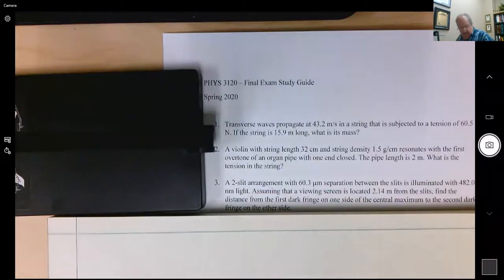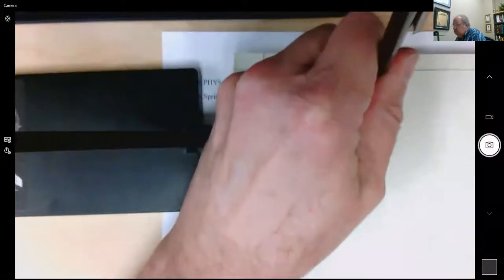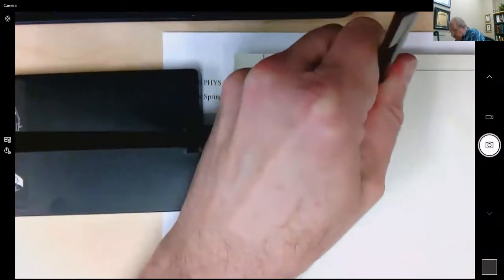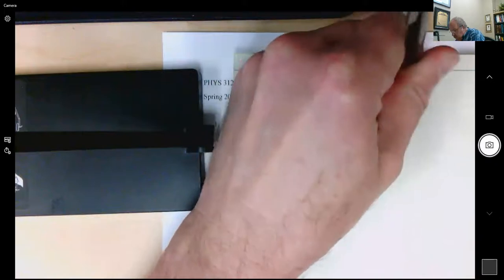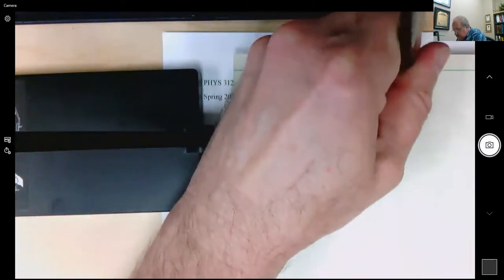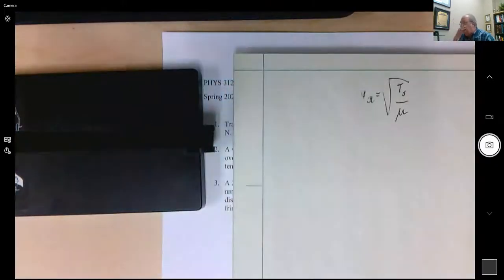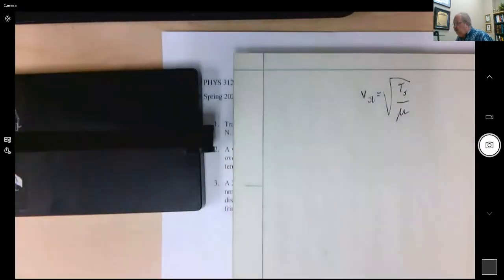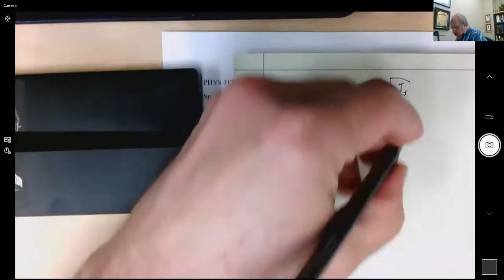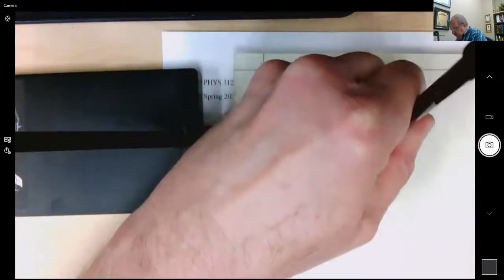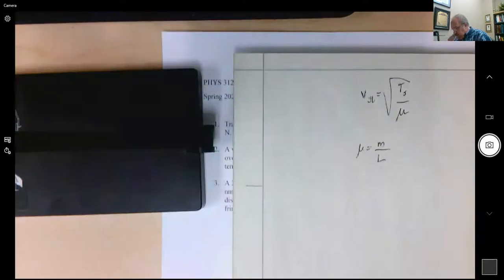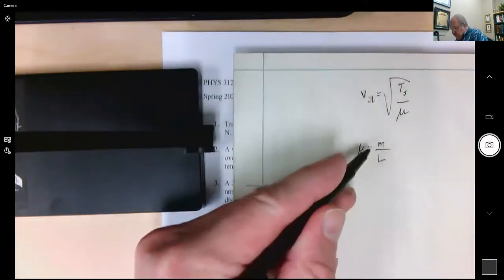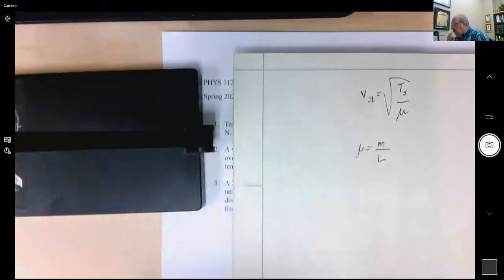We know that the velocity of a wave on a string is equal to the square root of the tension on the string divided by its linear density. The linear density of the string is equal to the mass of the string divided by the length. Now we have everything that we need except for the mass of the string, and that's what we're trying to figure out.